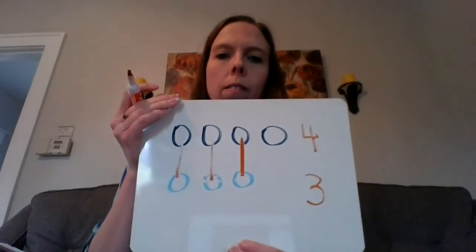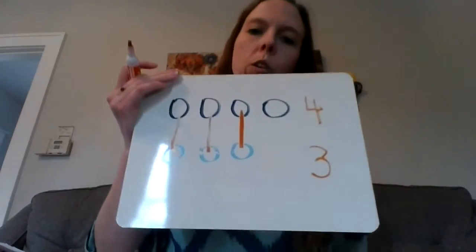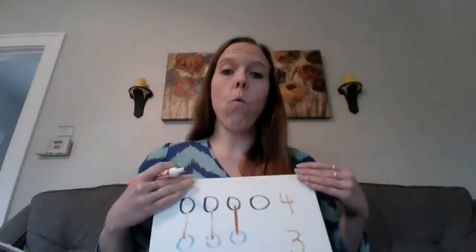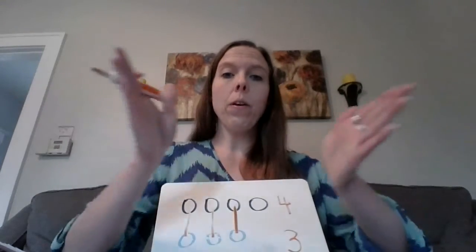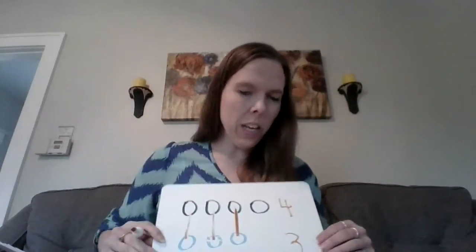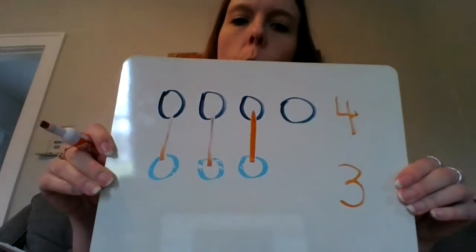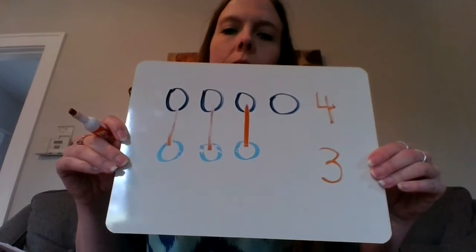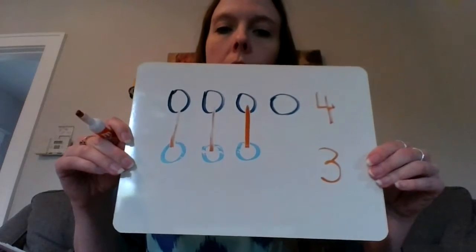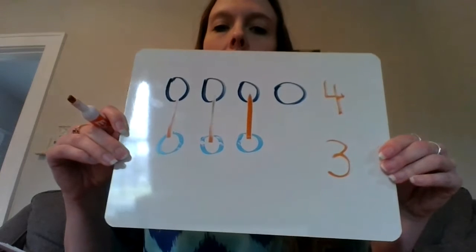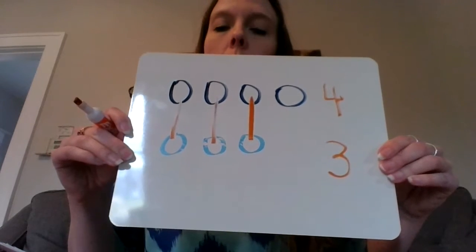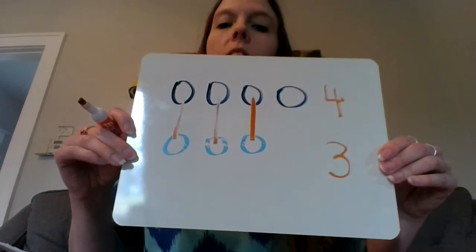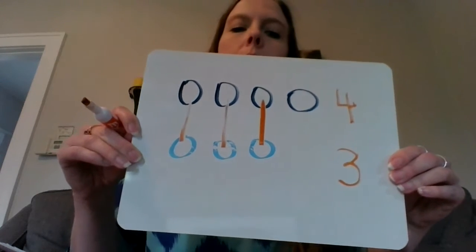Okay, so I'm going to compare these numbers and I'm going to tell you which one is greater and which one is less. When I look at these numbers, 4 and 3, I see that 4 is greater and 3 is less. So I can say two things about my picture. I can say 4 is greater than 3. I can say 3 is less than 4. I can also talk about the colors of my sets. I could say the light blue set is fewer or less than the dark blue set. I could also say the dark blue set is greater than the light blue set.